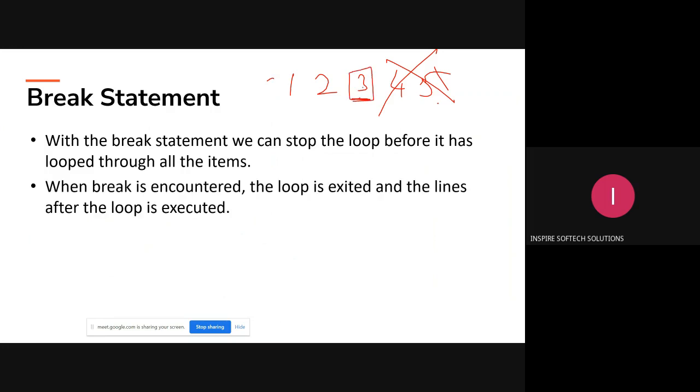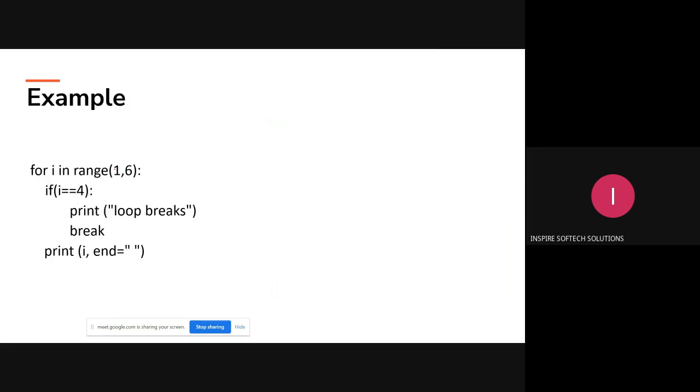That is what we are telling. So when the break is encountered, the loop will exit and the line after the loop is done. So it will be executed. So now after this, I'll stop my execution. And after this, if you have any other line or any other condition, I'll execute that only. Remaining will be stopped. Now, see this example so you'll get clarity.